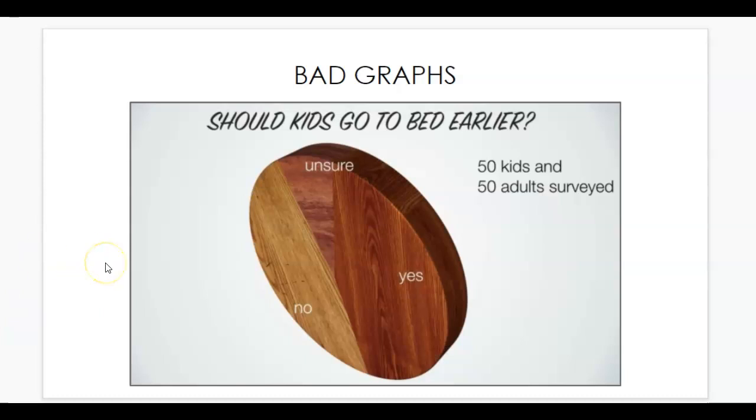And this one is the baddest of them all. It's very hard to understand. The colors they chose are so similar to one another, and then you're not sure of the percentages. So hopefully this gives you an idea of what I'm looking for when you graph information.